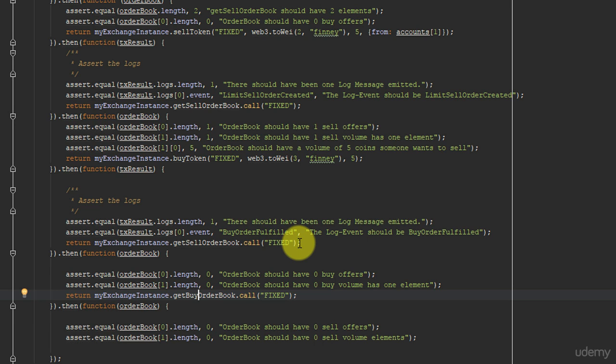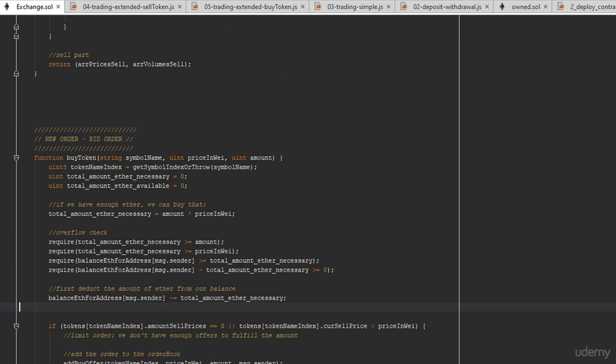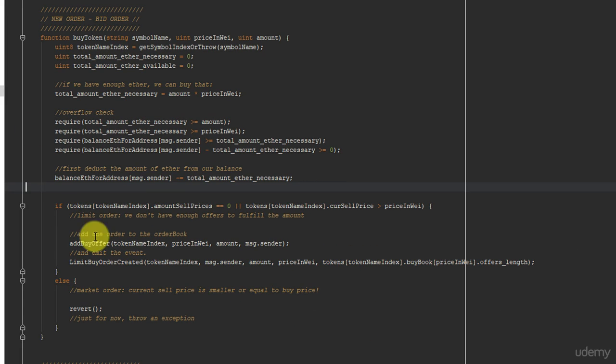Having that said, now in the assignment, go to the Exchange Solidity file and finish the buy token function.